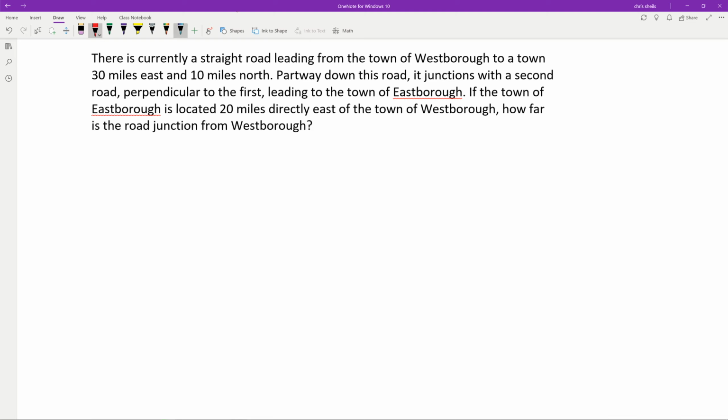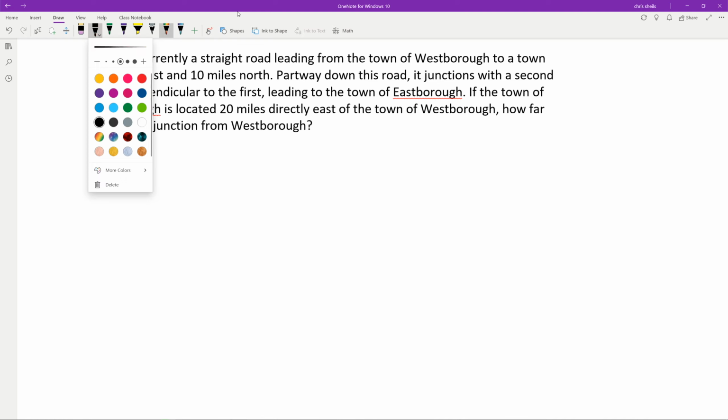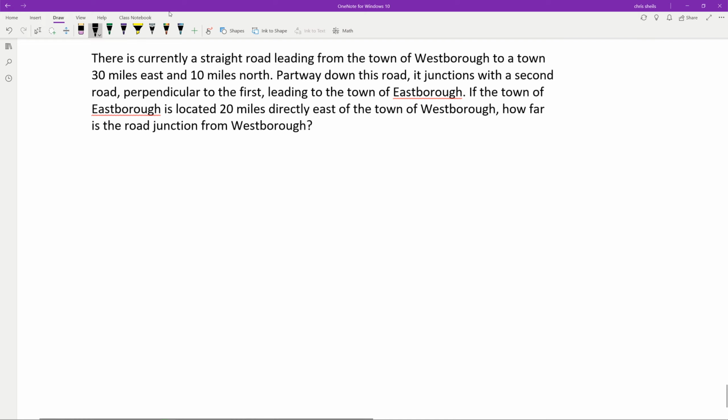Let's see. In fact, let's start a drawing. Or maybe we should read all the way through first. Partway down this road, it junctions with a second road, perpendicular to the first, leading to the town of Eastboro. If the town of Eastboro is located 20 miles directly east of the town of Westboro, how far is the road junction from Westboro?